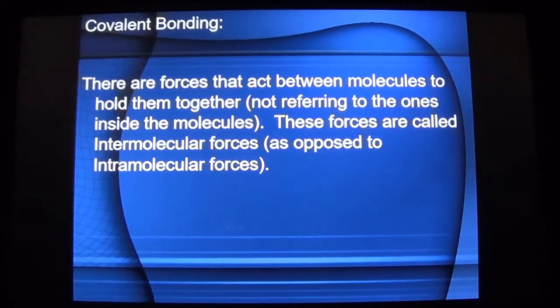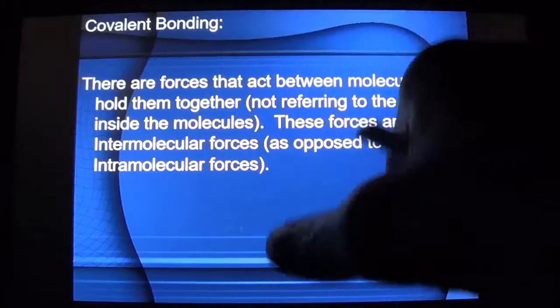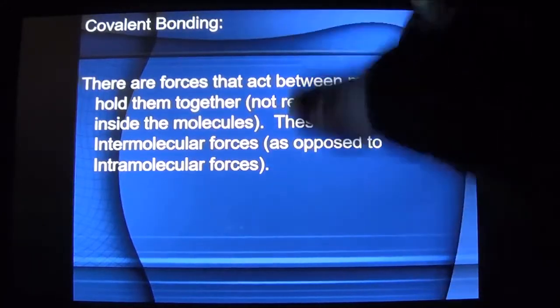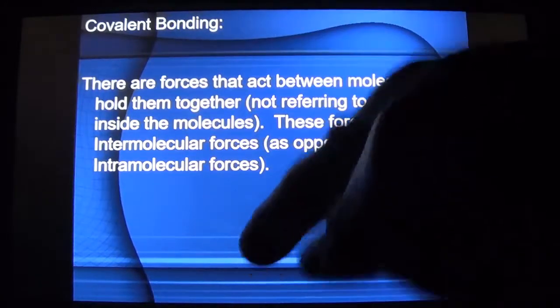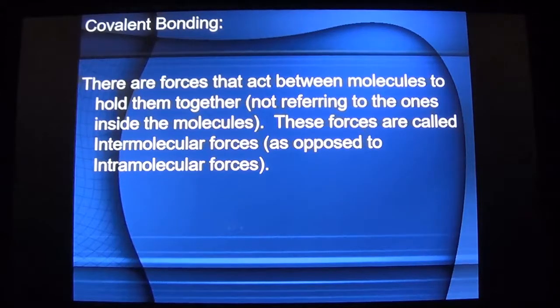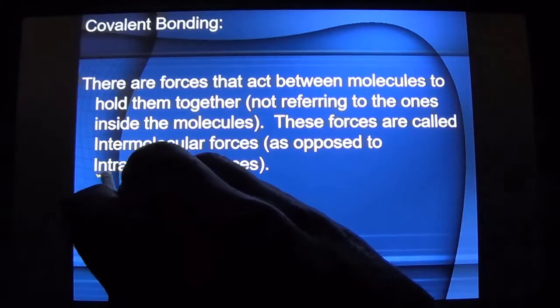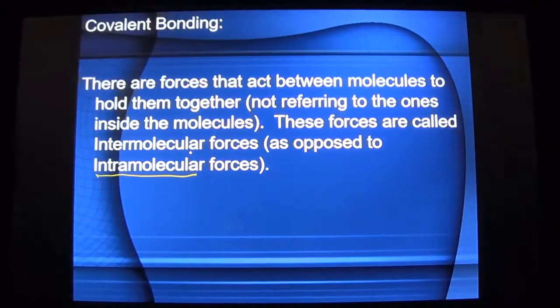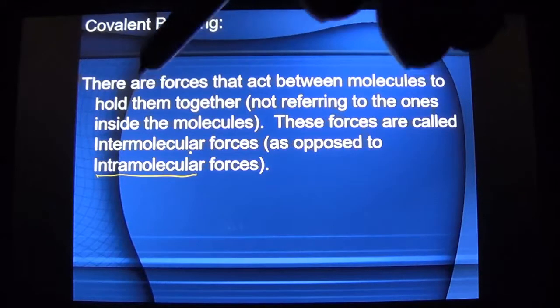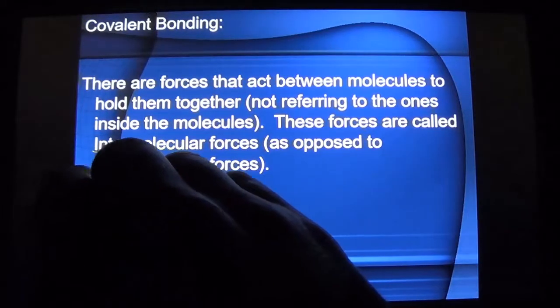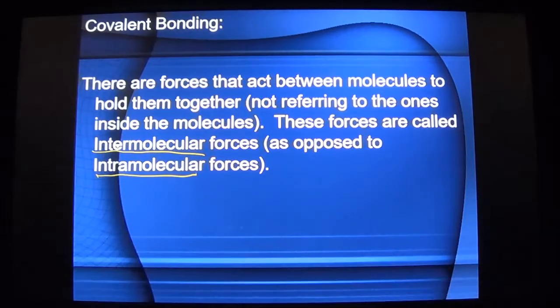Okay, so now we're ready for covalent bonding, and this is going to be a big one. We're in the column that's immediately to the right of the center line on your paper. We've covered covalent bonding, ionic bonding, metallic bonding. Those are forces inside molecules. Those were intramolecular forces. We're now going to switch to what holds one molecule to another, and that's called an intermolecular force. Inter meaning between, molecular for molecule.